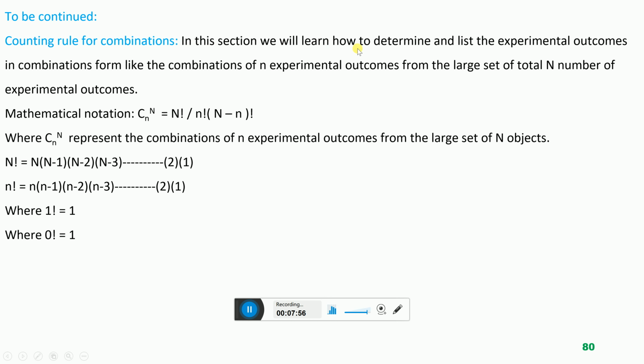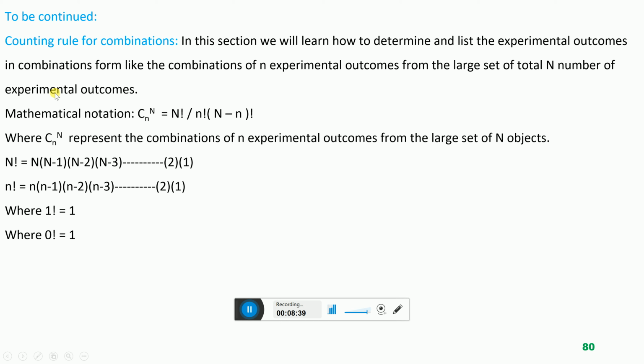In this section, we will learn how to determine and list the experimental outcomes of an experiment in combinations form, like the combinations of n. Small n is a subset. We are determining the number of experimental outcomes in combinations form, which is a small n from the entire large set of data, which is capital N.